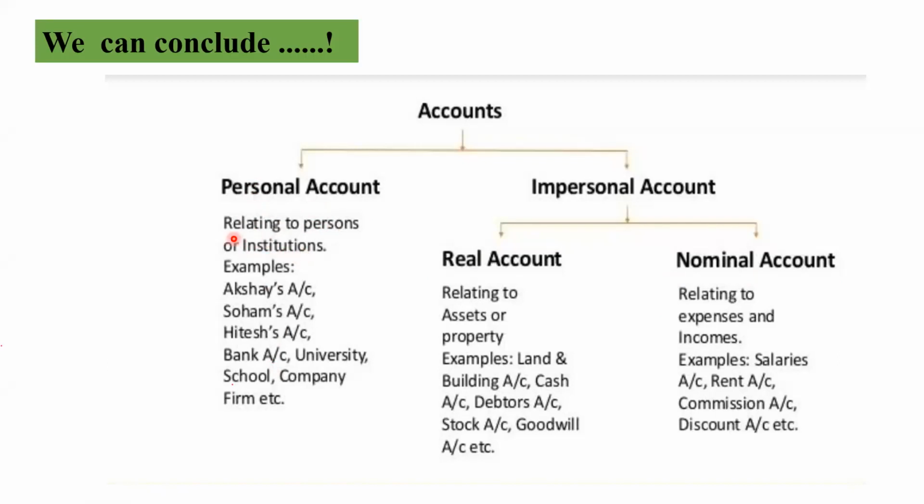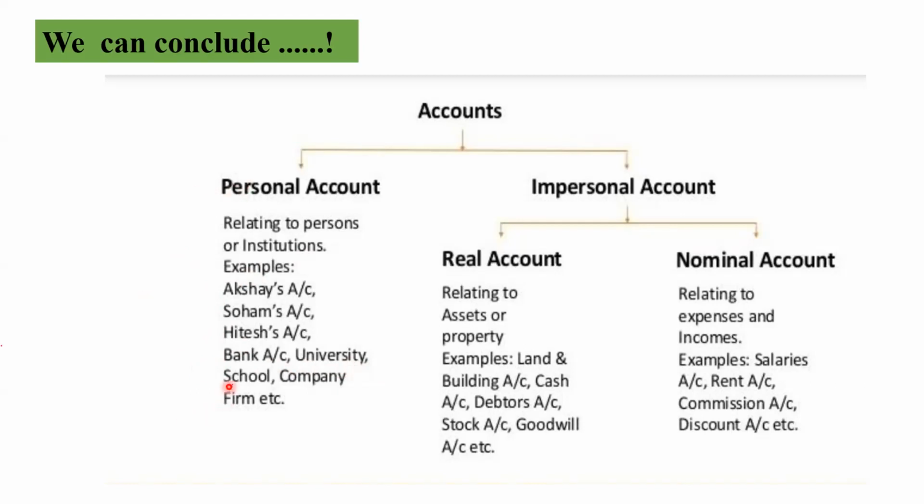So relating to persons or institutions. Examples: Akshay's account. Who is Akshay? A person. So that's why it is a personal account. Soham, I think, is the name of a girl, right? So it is a personal account. Hitesh is the name of a person, so it's a personal account. Bank account, university, for example Bangalore North University. That means it is an organization or an institution. So an institution account will be a personal account.